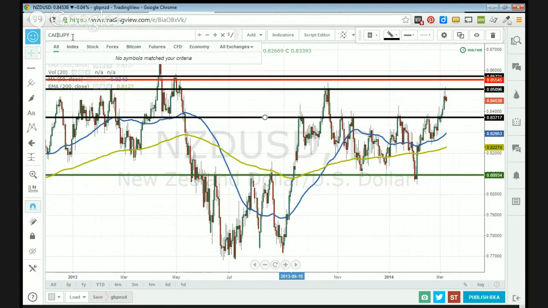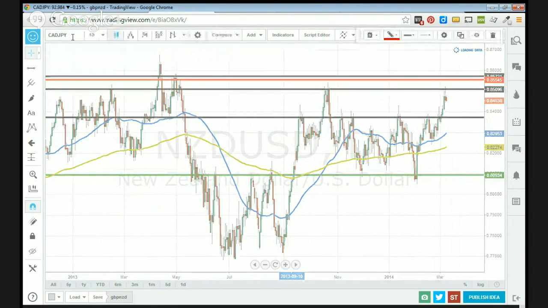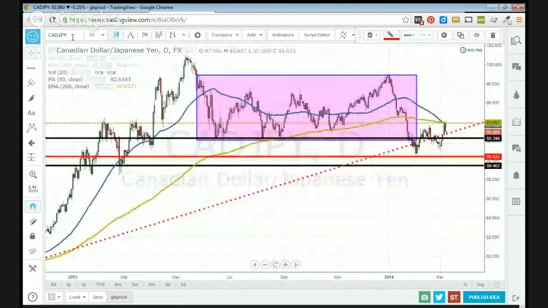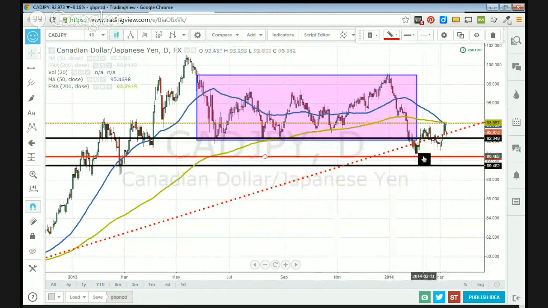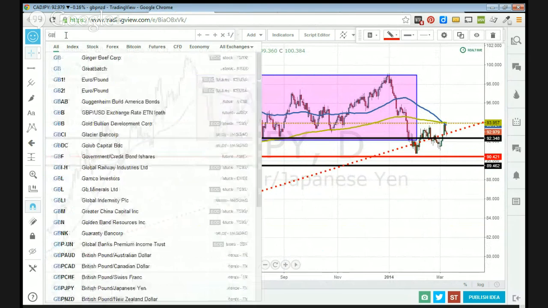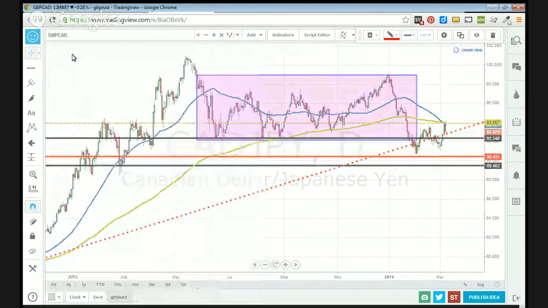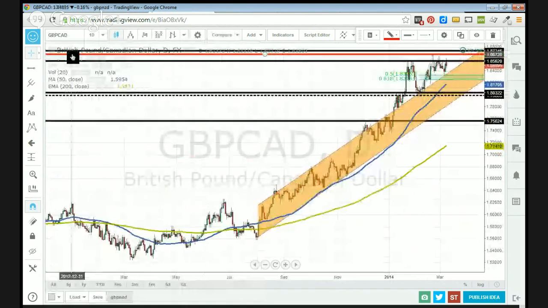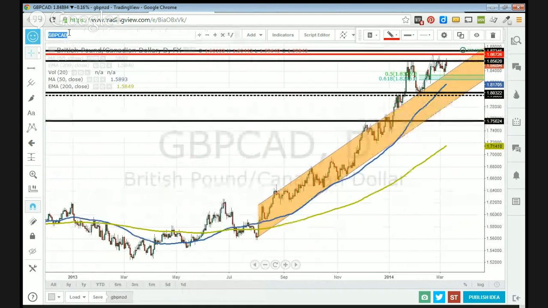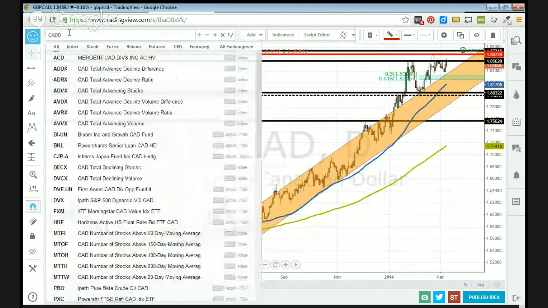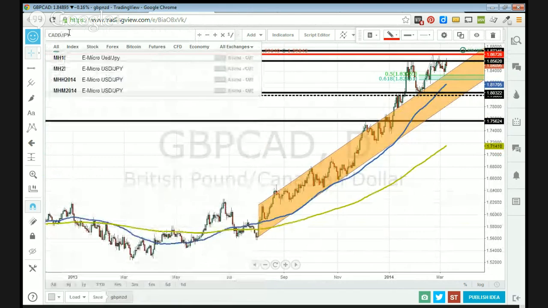Let's go back to Canada yen. We have a pattern of higher lows, and this could be an interesting long level. Well, let's look at pound Canada. Okay, I don't think I'm going to trade short pound Canada. I do think I will go long Canada yen.